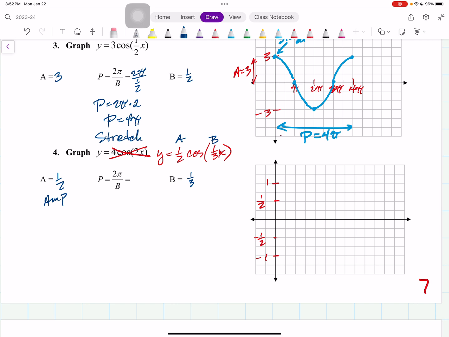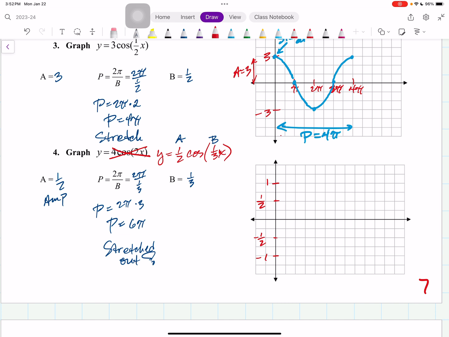Now if B is 1/3, I have 2 pi divided by 1/3. That means I have 2 pi times the reciprocal of 1/3, which is 3. So now my period is 6 pi. So this thing has been stretched out. It went from 2 pi to 6 pi. Holy cow. So here we go.